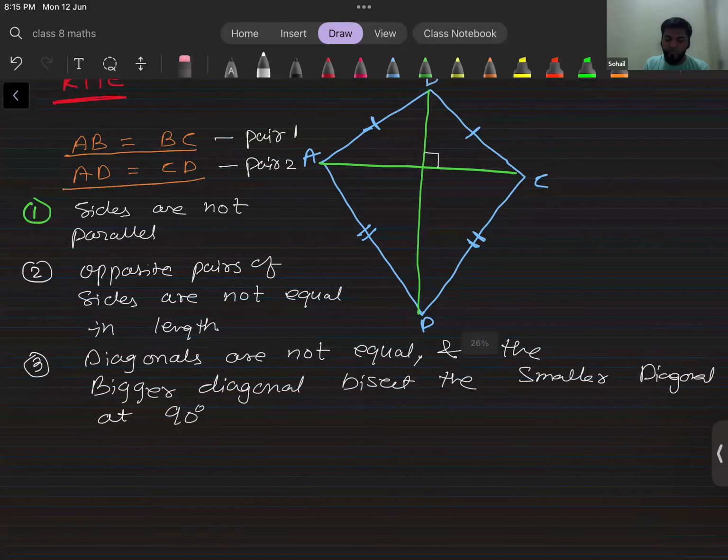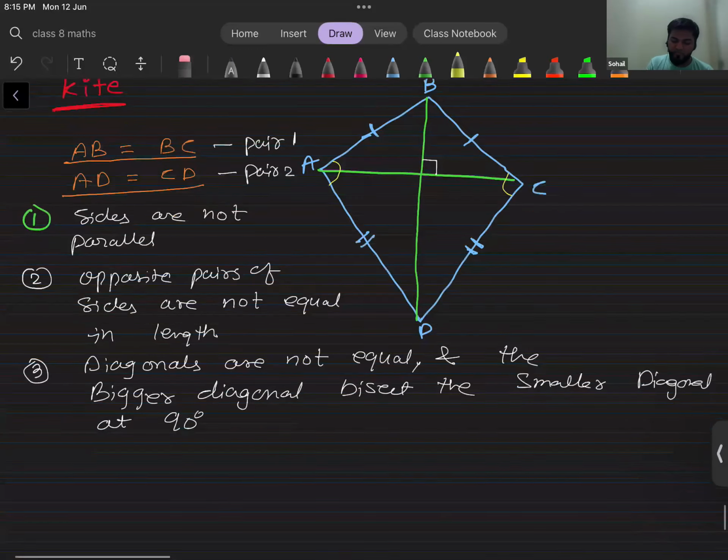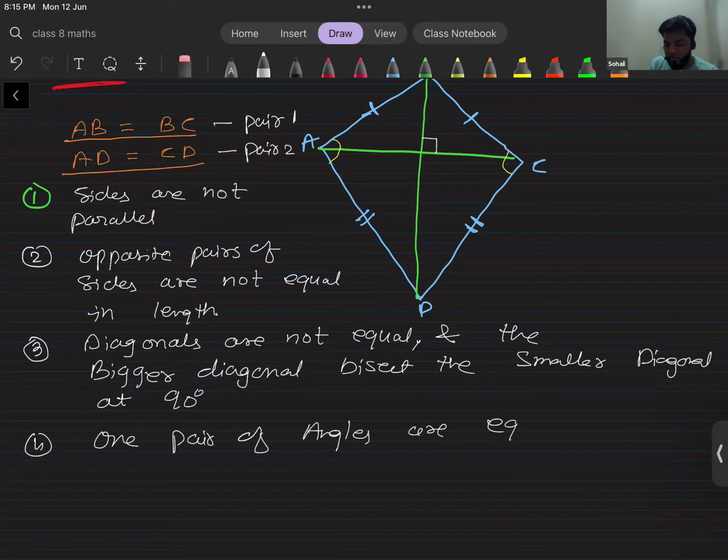And there's one more property we have to discuss here: exactly one pair of opposite angles is going to be equal in a kite. See angle A and angle C here. They are going to be equal, right? Yes, sir. So the next property is that one pair of angles is equal in a kite. So that's it about the different types of quadrilaterals.